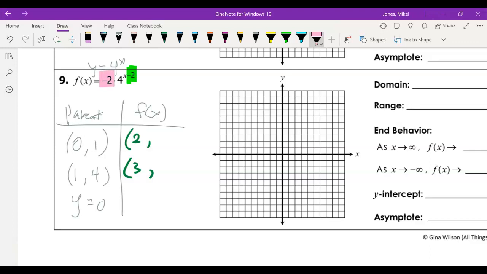It's going to be a vertical stretch and it's going to be a reflection, but you can handle them as one individual step because no matter what, I'm just multiplying all y values by this number. So I'm just multiplying all y values by -2. You could multiply by a negative and then multiply by 2, but why would you do all that work, right? Just multiply by -2. So 1 times -2 is -2. 4 times -2 is -8. And 0 times -2 is still 0.